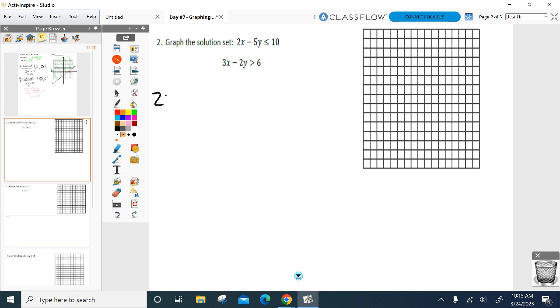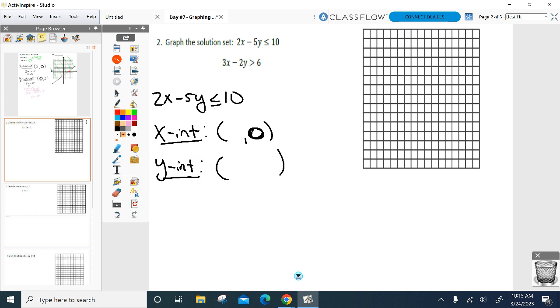Let's do this one. 2x minus 5y is less than or equal to 10. X-intercept: I plug in 0 for y, the opposite variable. Y-intercept: remember, I plug in 0 for the opposite x. All right, so I'll give you guys a second to find those x and y intercepts. I'll ask somebody what they are.